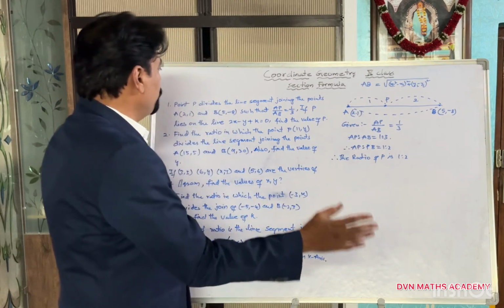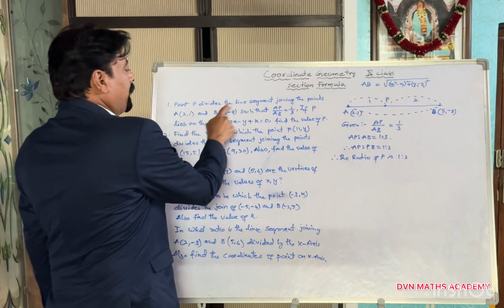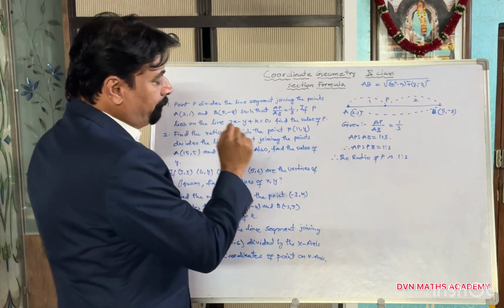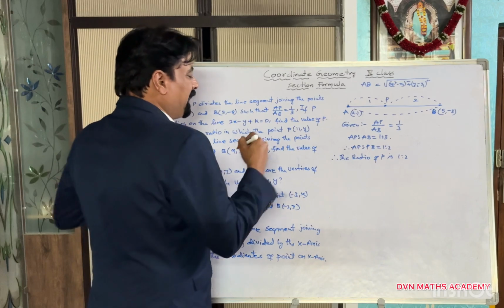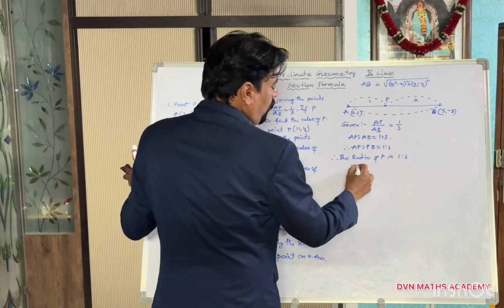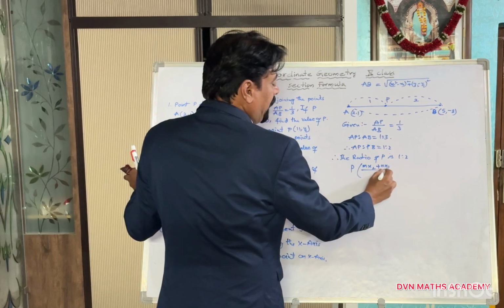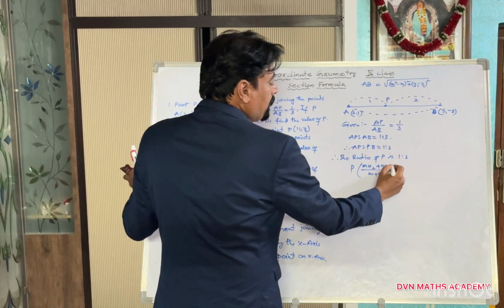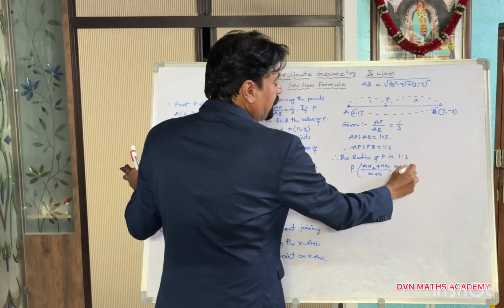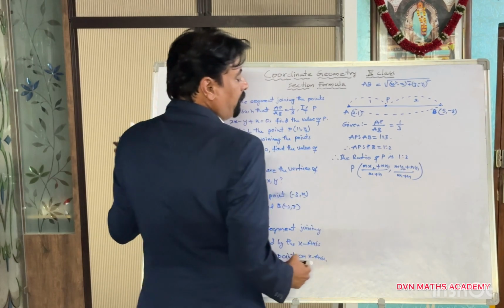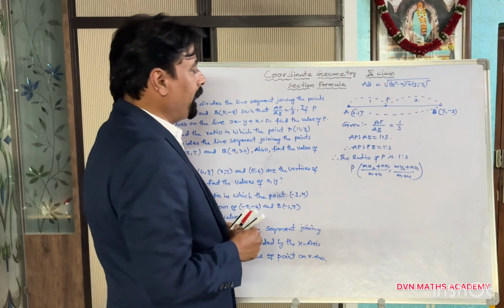Now if you continue the question, what are the coordinates of P is asked. First we require to find the coordinates of the point. So here we can use the formula: P coordinates are (m into x2 plus n into x1) by (m plus n), and (m into y2 plus n into y1) by (m plus n). So this is the formula to find the coordinates of the point P.